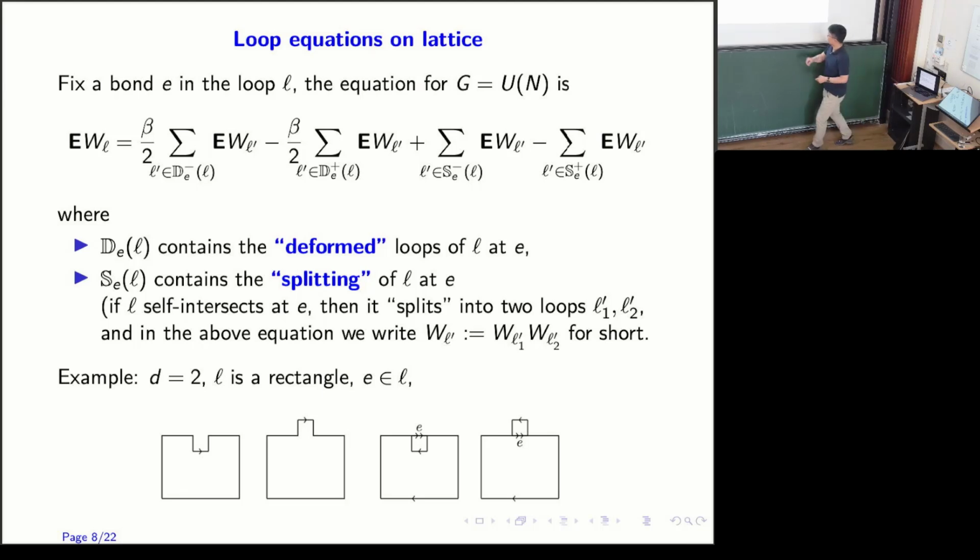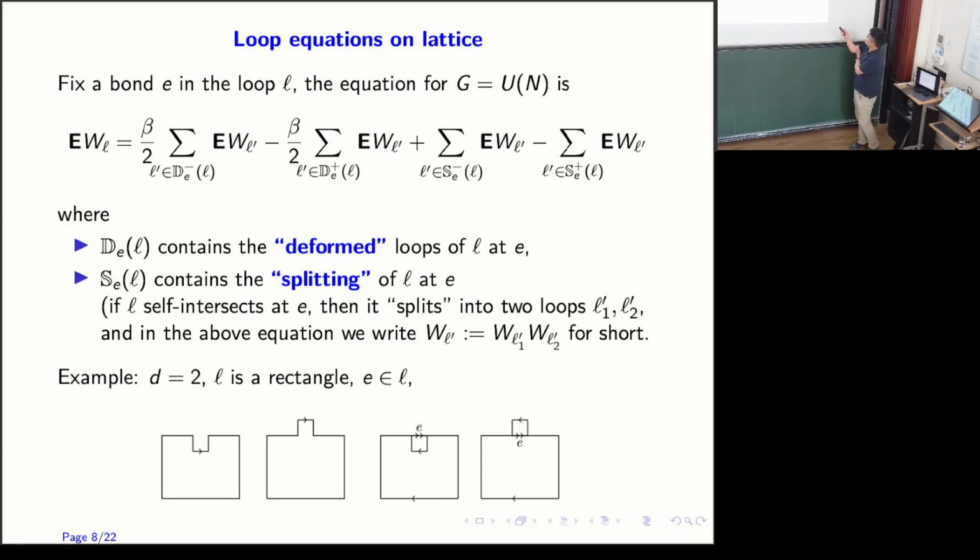For some weird reason, these two are called negative deformations. These two are called positive deformations. That's because in the equation they have maybe positive or negative signs. Okay. So this D is just a set of all the deformed loops for L.